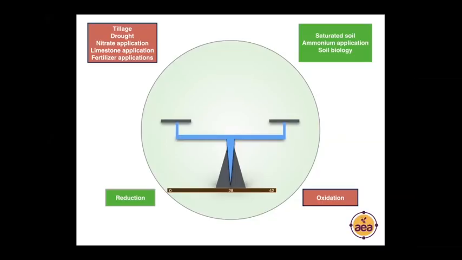So just the environment, anything that is going to increase the weathering effect on soil, such as tillage or drought, whenever you introduce high concentrations of oxygen into the soil, it's going to have an oxidizing effect. So when soils dry out, they become more oxidized. When they become flooded and saturated, they become more reduced.